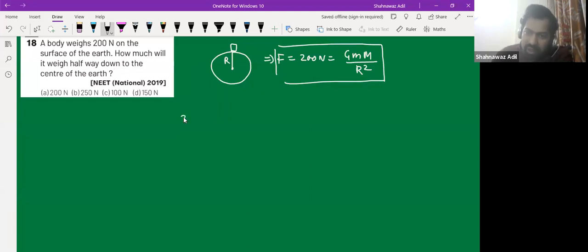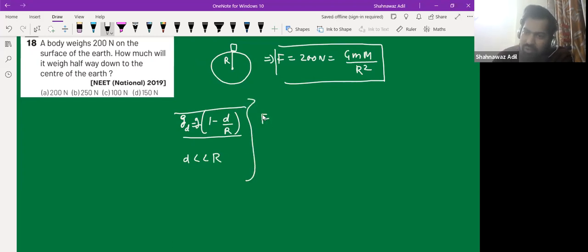So remember, we can only use this thing, 1 minus d by r, only when your depth is very, very small compared to this r, right? Otherwise, we have to use the force. If this is applicable, then we use this thing. Otherwise, we have to use the analogy of force.